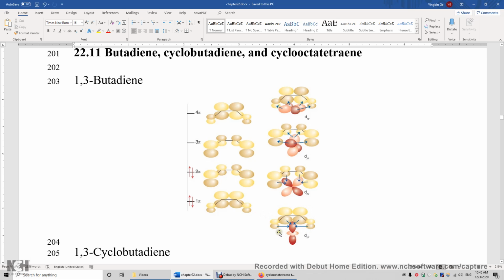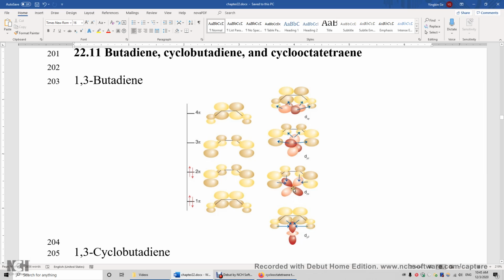For example, over here, if you look at the bottom 4 lobes, they have the same phase as this one. This is in phase, and this is constructive interference. And electrons can flow from this pi orbital to the dz squared orbital.